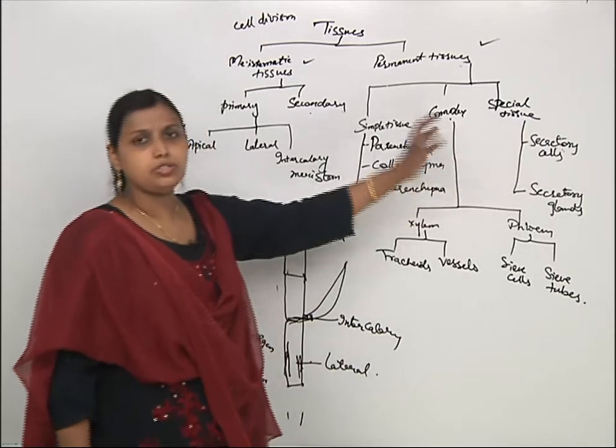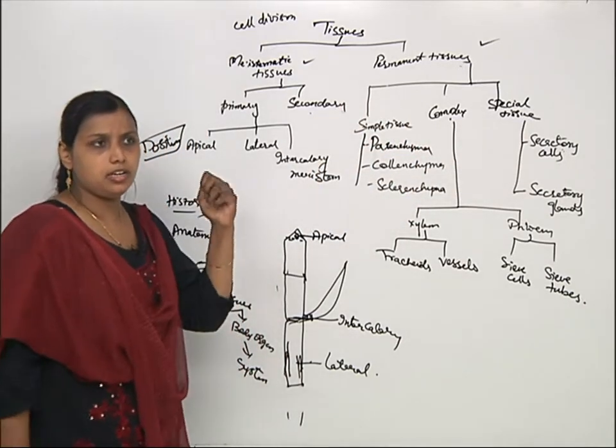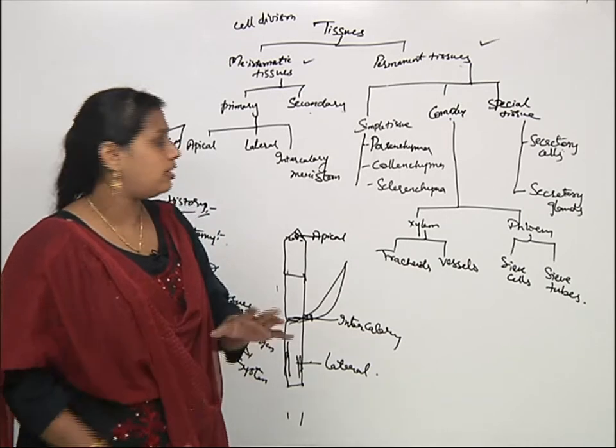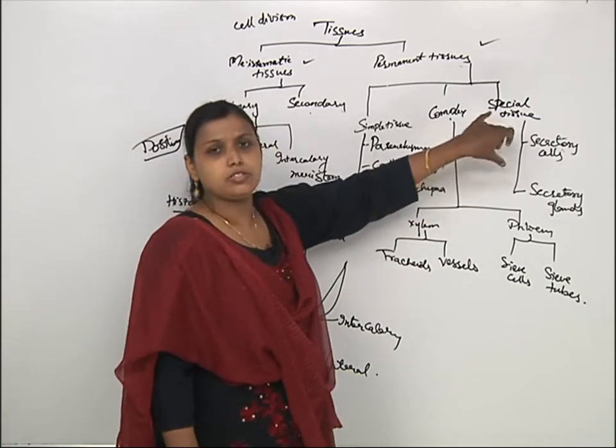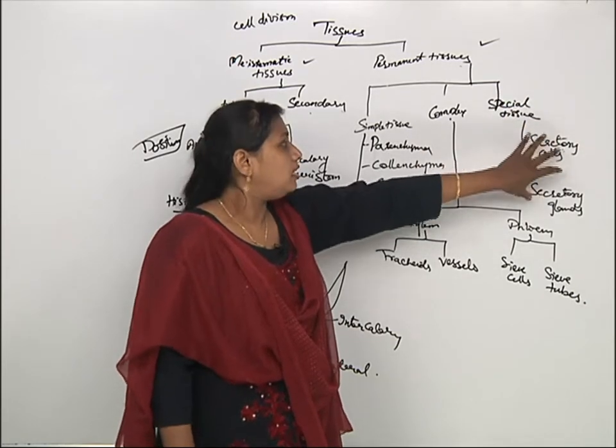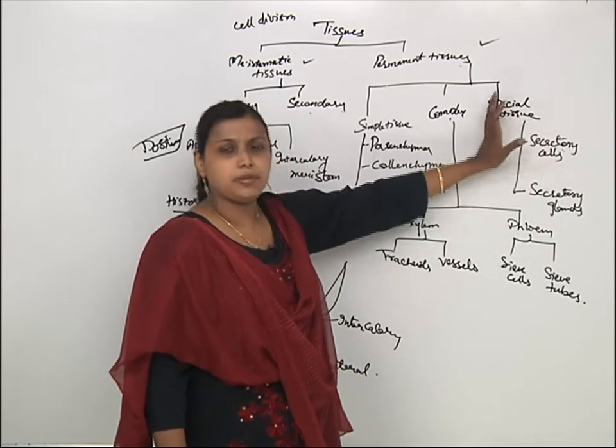In special tissues, in some plants, the plant does not retain the excess of material which is not required by the plant. Excess material which is not needed by the plant is excreted or secreted out, and that is done by some special glands or cells.